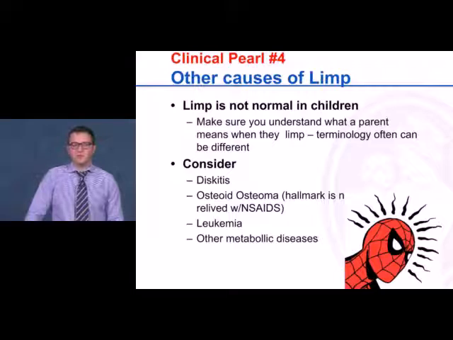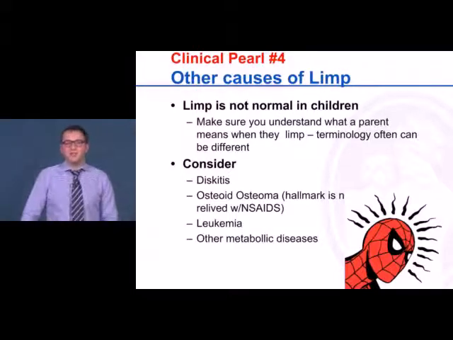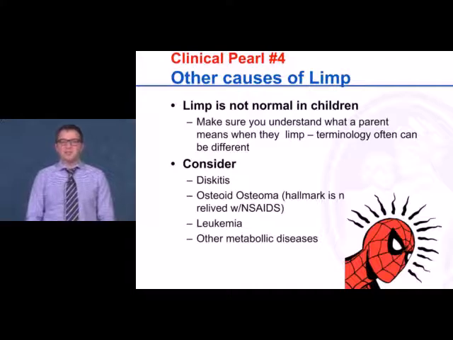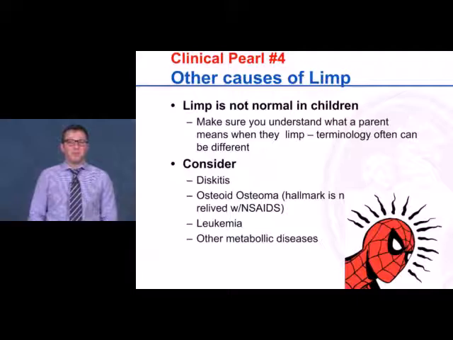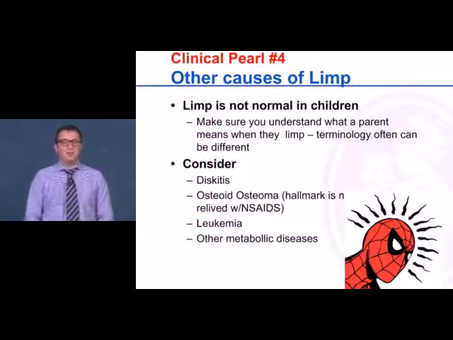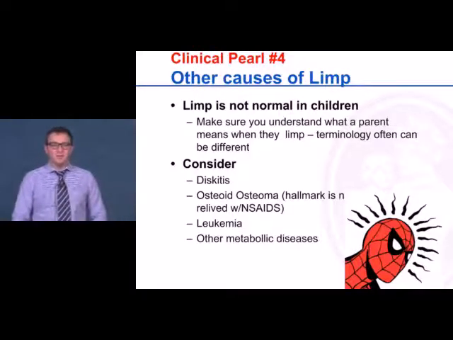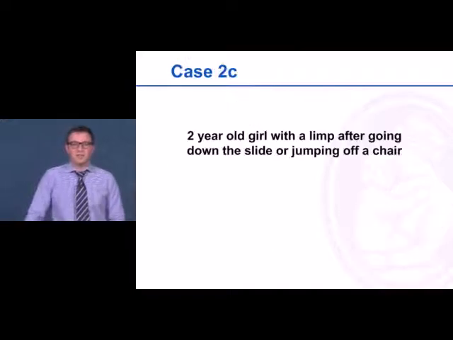Clinical pearl number 4, other causes of limp. So limp is not normal in a child. First, though, when you're getting the history from a parent, make sure that their limp is what you think limp is, as terms can be very different. Consider the things we've talked about, as well as other causes for limp: discitis, osteoid osteoma, which is nighttime pain primarily relieved by NSAIDs, leukemia, and other metabolic bone diseases can also cause limp. So have your spidey senses tingling when you see a child limping in your clinic.